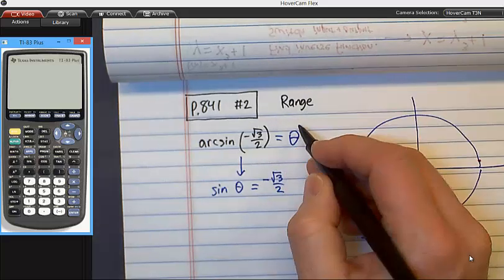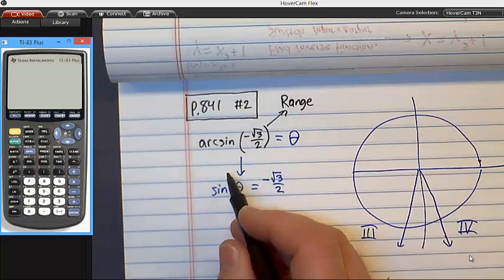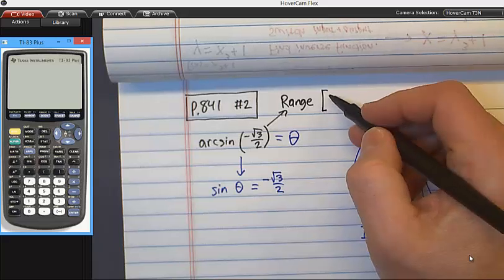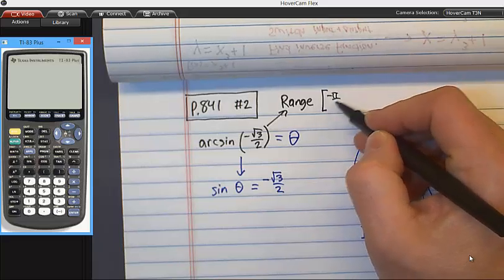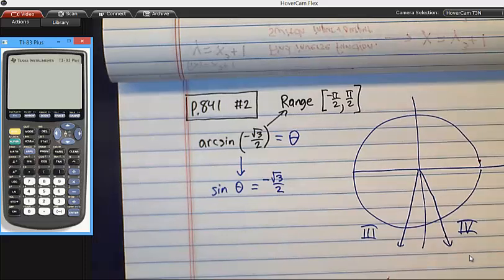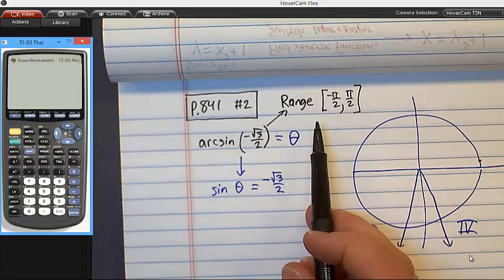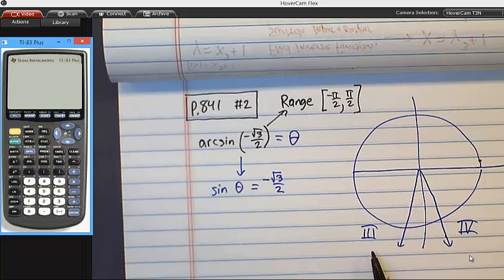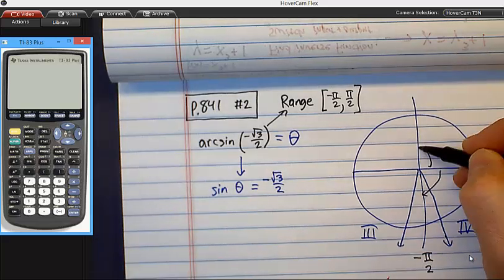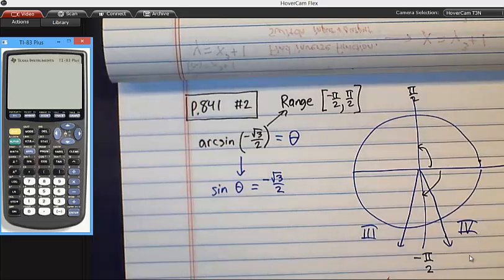What was the range of the inverse sine function? We wrote it down on the previous page. It was from negative pi over 2 up to pi over 2. And I claim this: if that's the range, I'm not going to be in quadrant 3. Does that make sense to you guys? Because negative pi over 2, that would be like if I rotated down here. And positive pi over 2, that would be like if I rotated up here. So the angle I'm looking for is not going to be a quadrant 3 angle.